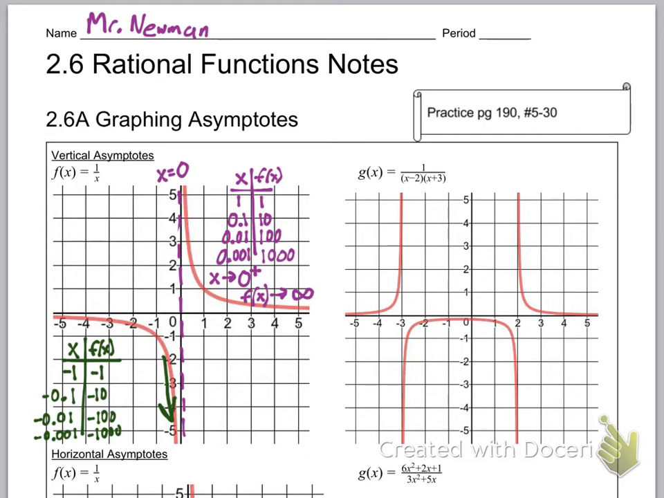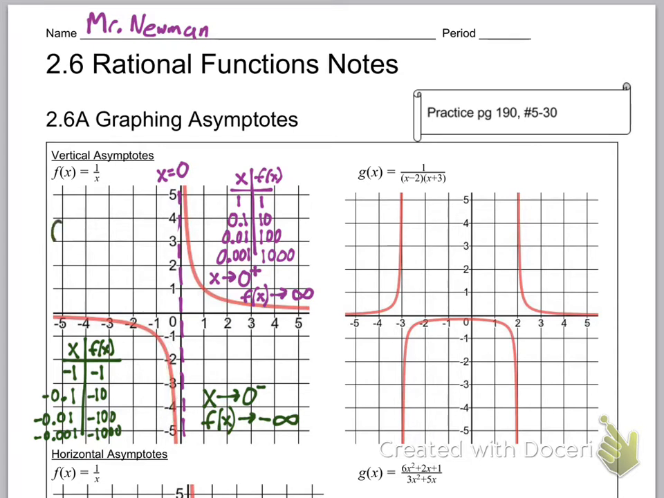So we're never actually going to get to 0, but we say it like this. As x approaches 0 from the left, from the negative side, that's this notation right here, the minus, not to the negative power, then f of x gets closer and closer to negative infinity, or goes towards negative infinity.